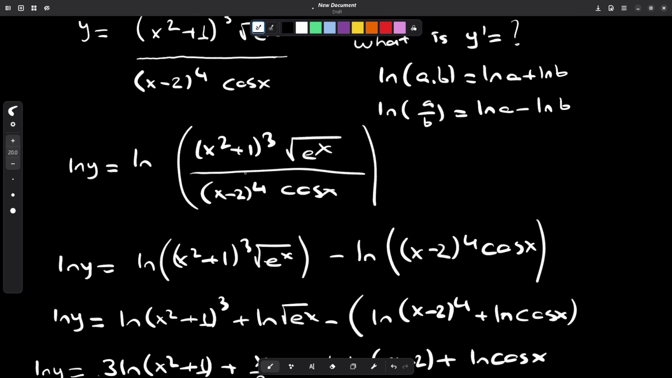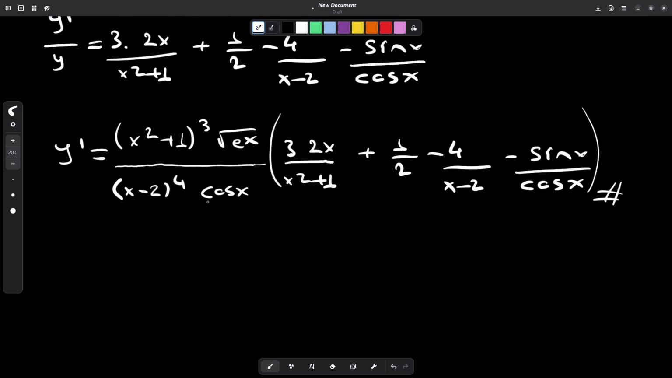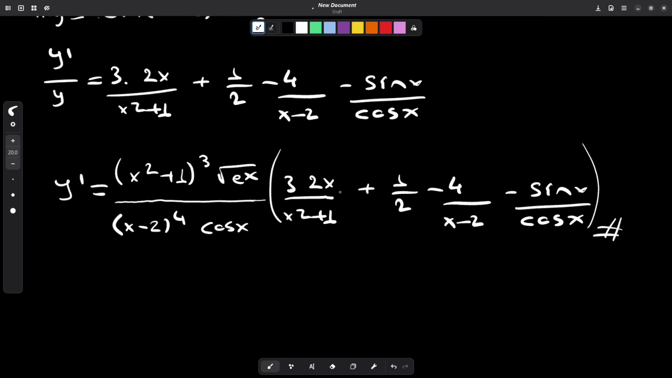If you see a problem like this in an exam, where you need to differentiate multiplication and division of a lot of terms, it probably wants you to use ln because it makes things faster like this. And no one will ask you to do this algebra or simplify this. You can just leave it like that.